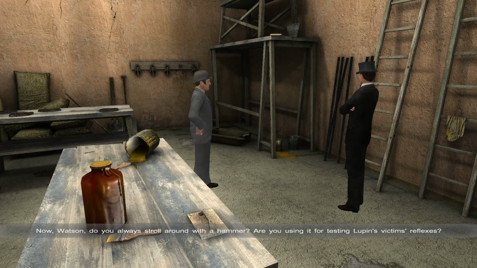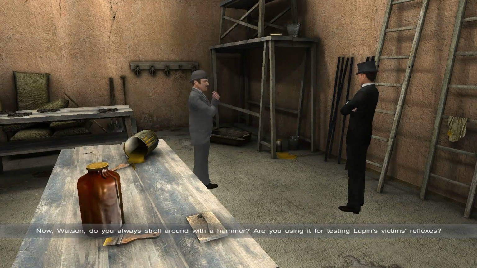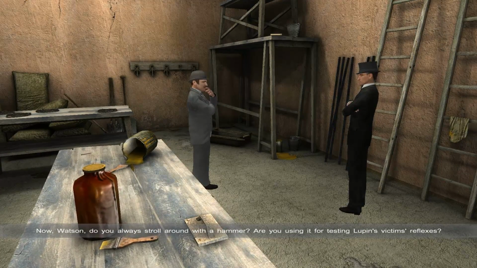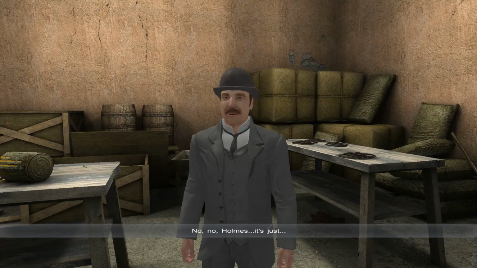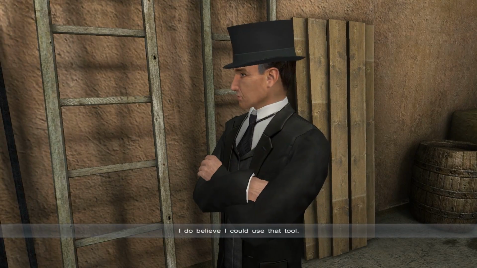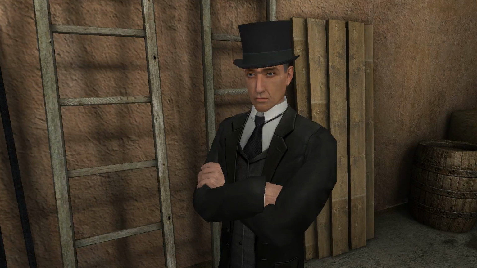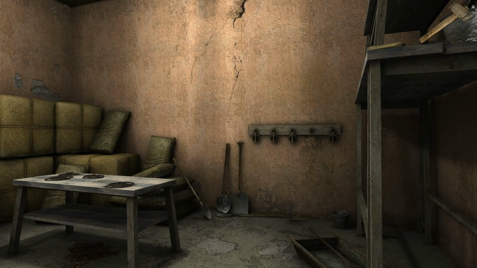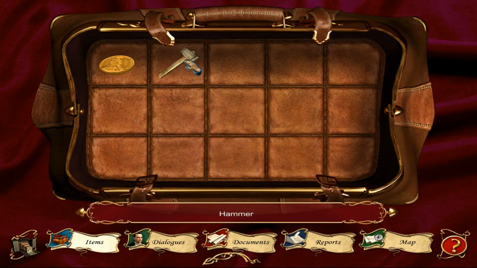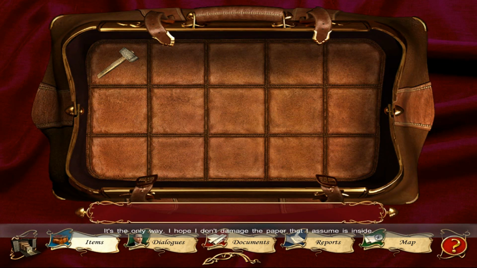Now, Watson, do you always stroll around with a hammer? Are you using it for testing Lupin's victims' reflexes? No, Holmes. It's just... I do believe I could use that tool. Certainly, take it. I must replace it near... Later, Watson. Am I really going to use a hammer on it, or do I need a chisel? It's the only way. I hope I don't damage the paper that I assume is inside.